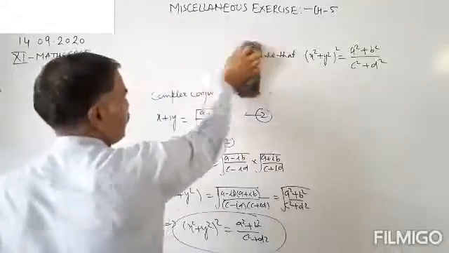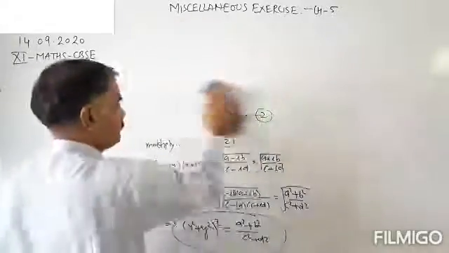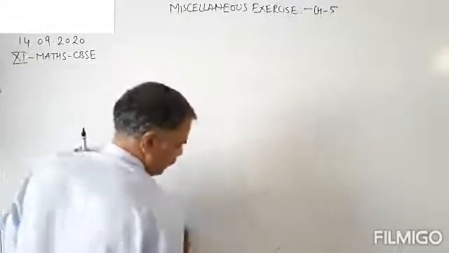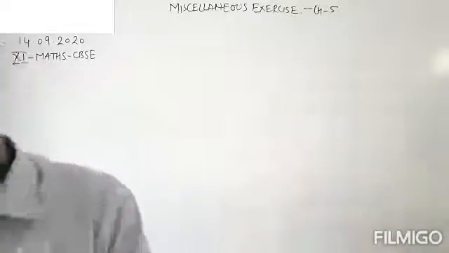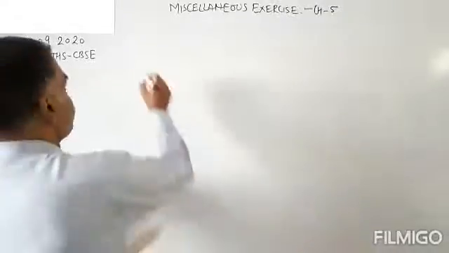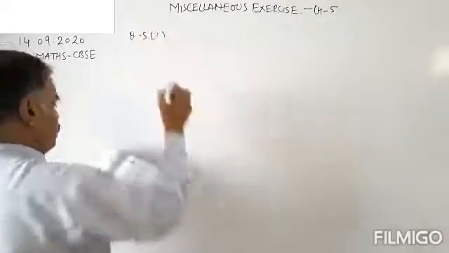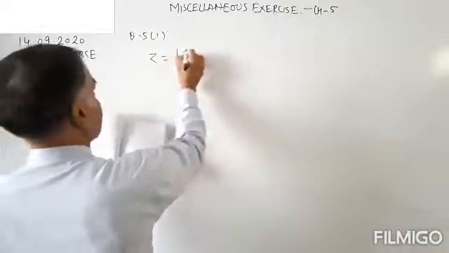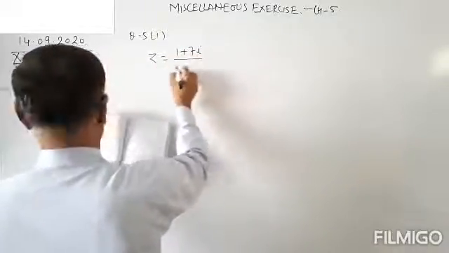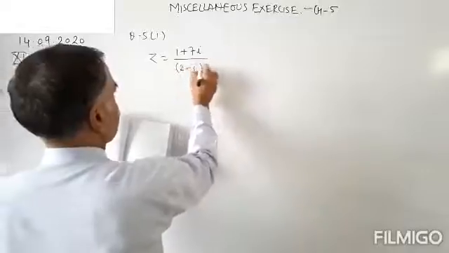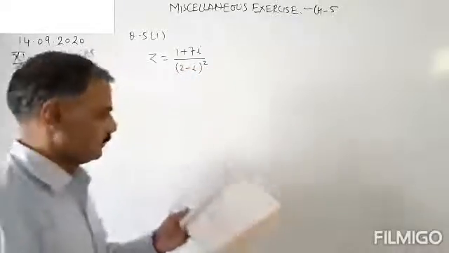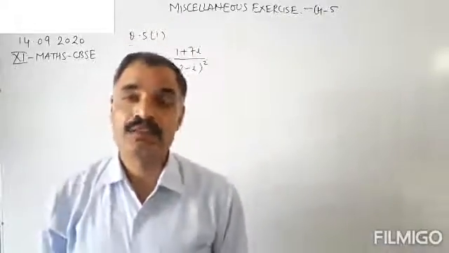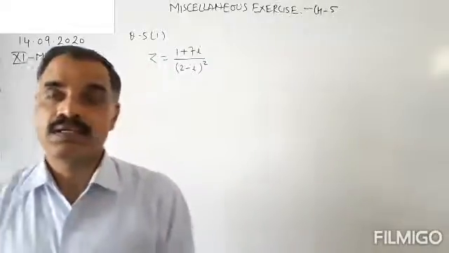Now let us take another question. Question number 5, first part. Given that z equals (1 plus 7 iota) upon (2 minus iota) whole square. Okay, convert the following in the polar form. We have to obtain the polar form of this given complex number z.